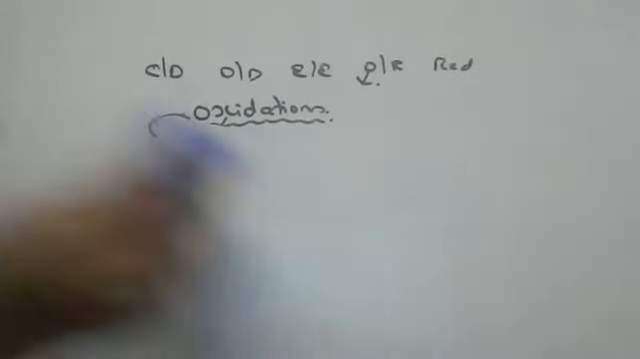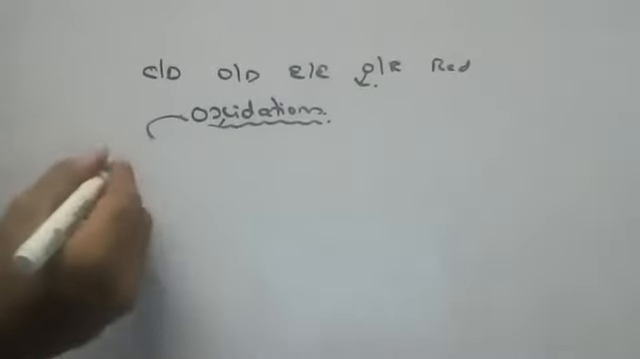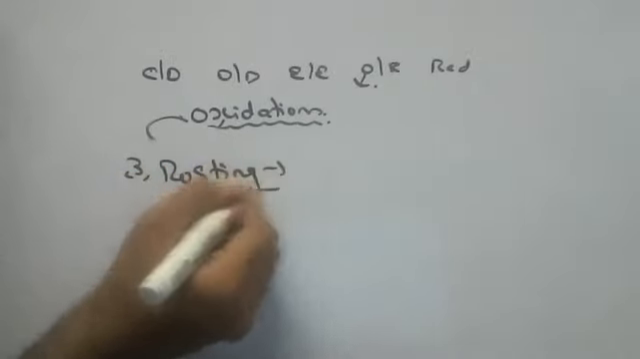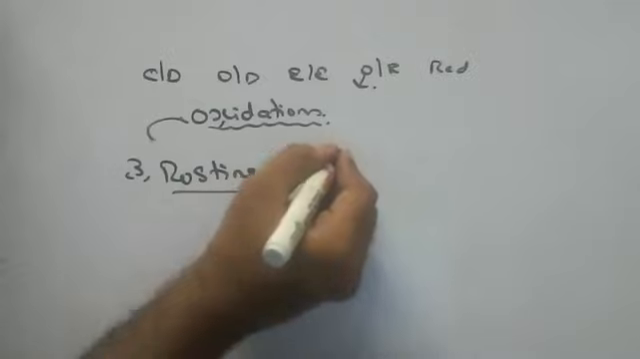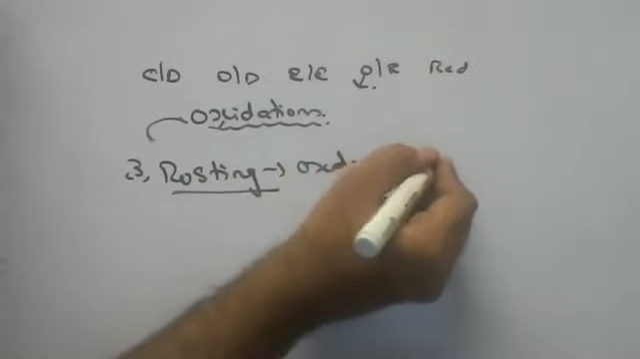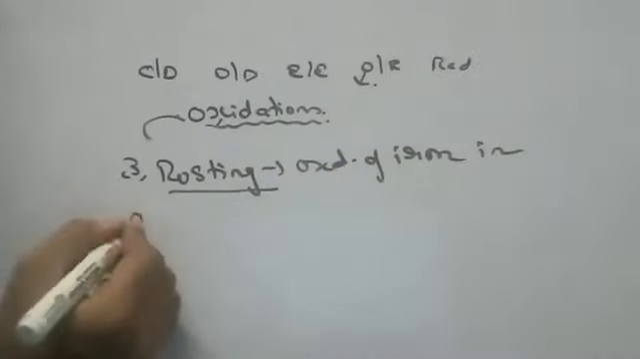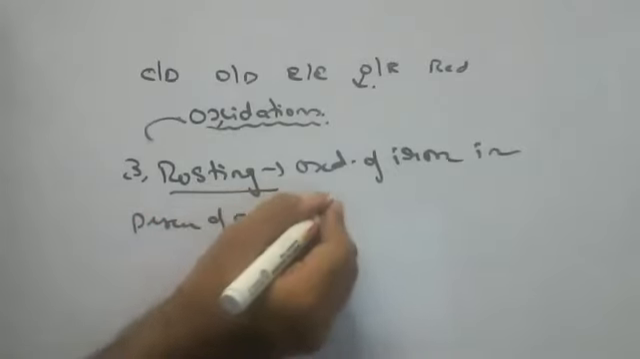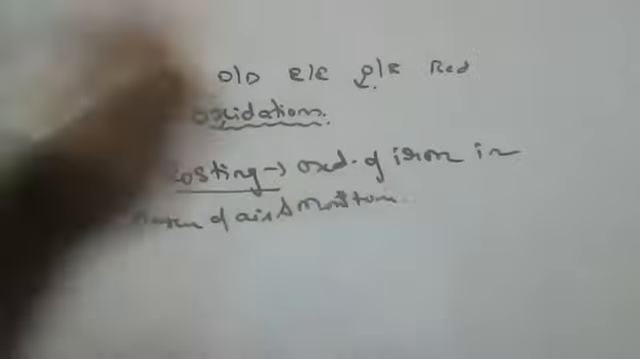Third one, children, rusting. What is rusting? Oxidation of iron, only iron, children, in presence of air and moisture. Air and moisture must, children. If air is not there or moisture is not there, rusting won't occur.